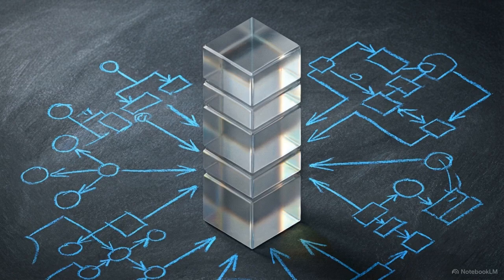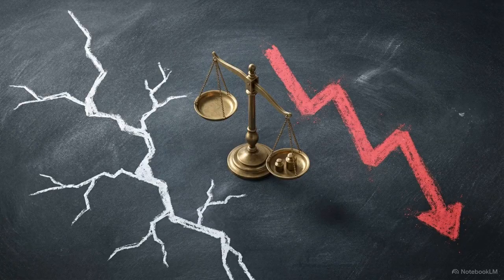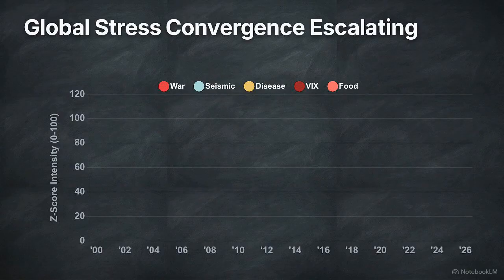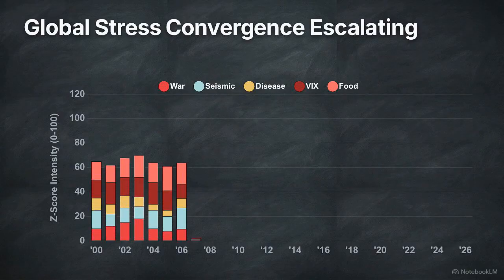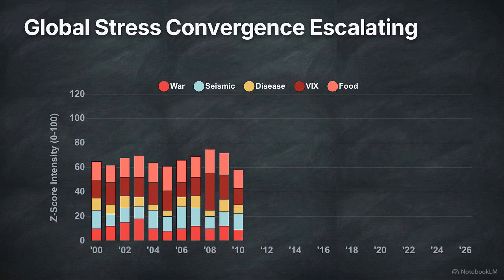This aggregation happens within the Global Convergence Index, or GCI. This instrument must solve a mathematical comparison problem. How do you weigh the physical magnitude of an earthquake against the psychological fear in financial markets? The solution is rolling z-score normalization. This math standardizes variance across data streams, outputting a 0-100 scale.